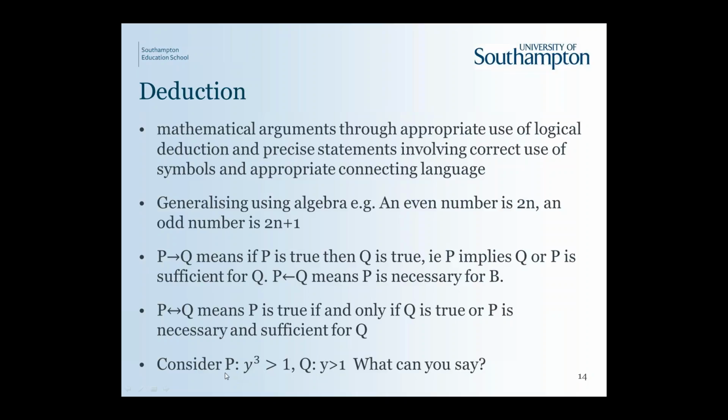So, for example, they're told that the theorem P, or the lemma P, is y cubed is greater than 1, and that Q is the statement y is greater than 1. So looking at these two statements, P and Q, what can you say? Thinking back to this whole idea of arrows: P implies Q, or Q implies P, or both. I'm going to scribble some numbers down.